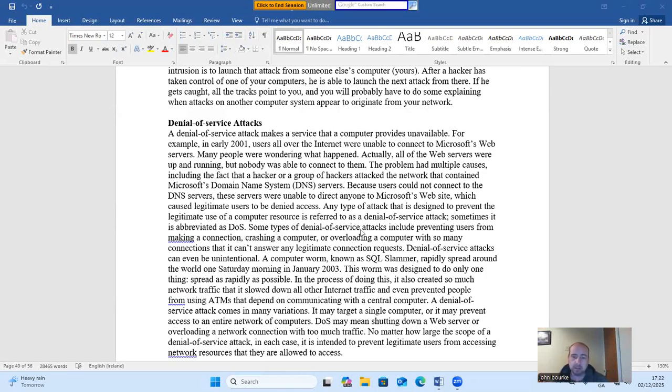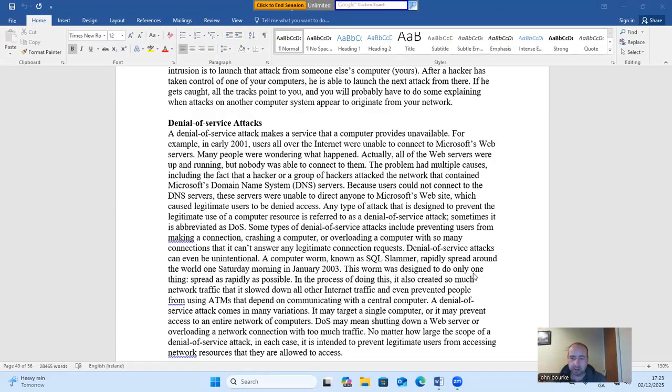Some types of denial of service attacks include preventing users from making a connection, crashing a computer, or overloading a computer with so many connections that it can't answer any legitimate connection requests. Denial of service attacks can be unintentional. A computer worm known as the SQL Slammer rapidly spread around the world one Saturday morning in January 2003.